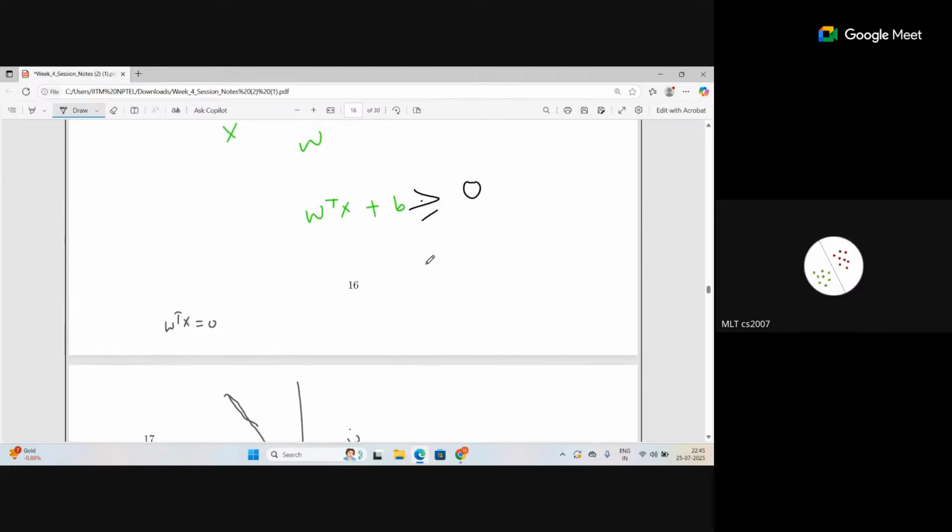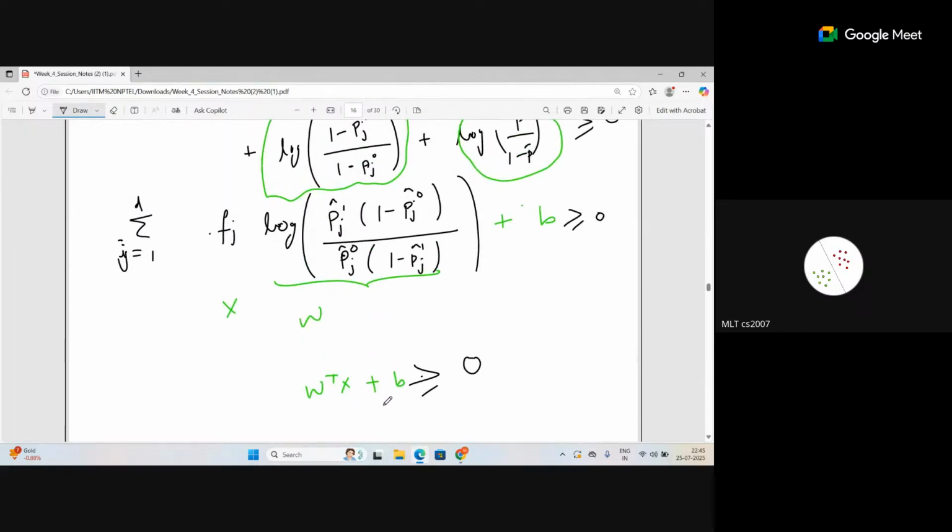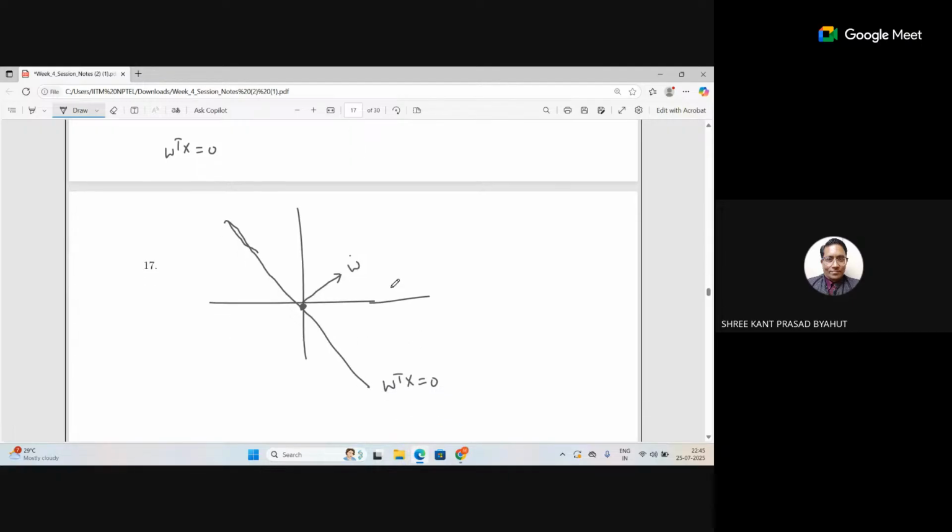Here, what is this case? It is w transpose x plus b, right? So it will be shifted through b. It will be shifted towards the direction of w. So it is here. Let's say that line is w transpose x equal to b.